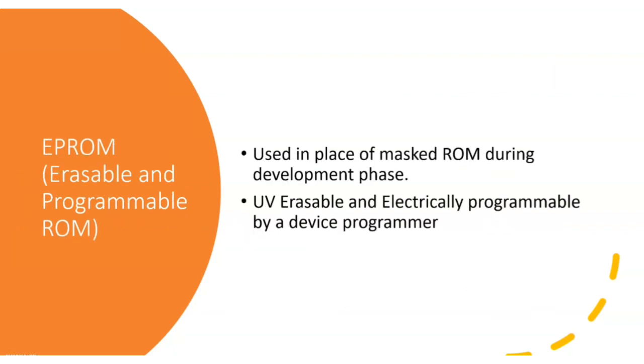Next, EPROM, that is erasable and programmable ROM. This type of memory can be erased and programmed. It is UV erasable and electrically programmable by a device programmer. You cannot make programmatic changes, but electrical programming and UV erasing can be done. That is EPROM, erasable and programmable. Erasing is done with the help of UV. I am saying this because in some question papers, in competitive examinations, I have seen the question: what rays are used for erasing this EPROM? It is UV rays. Okay.